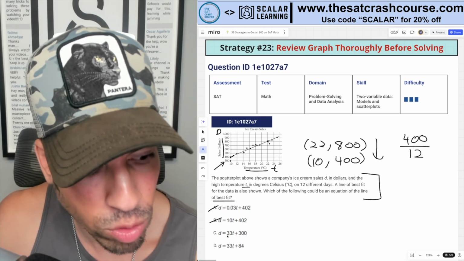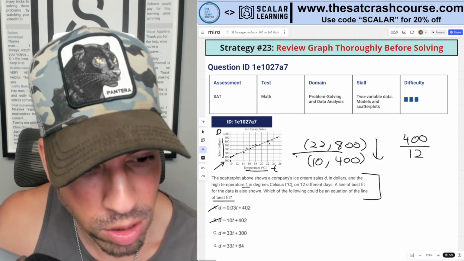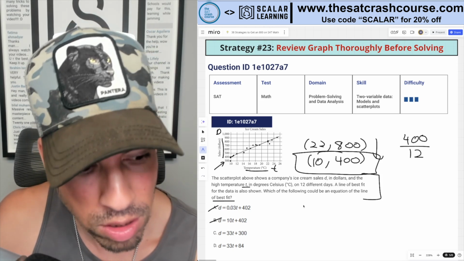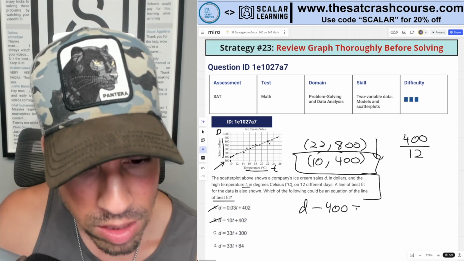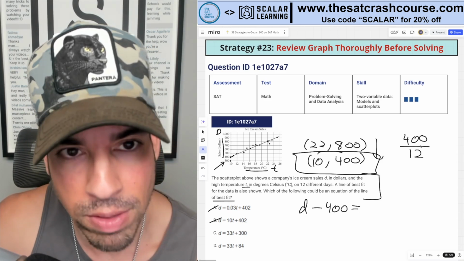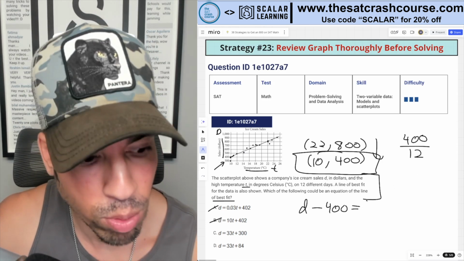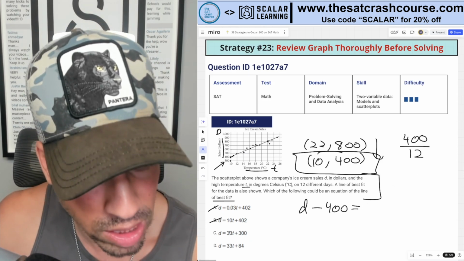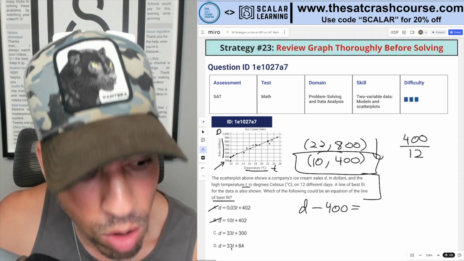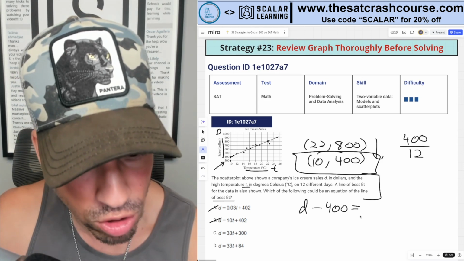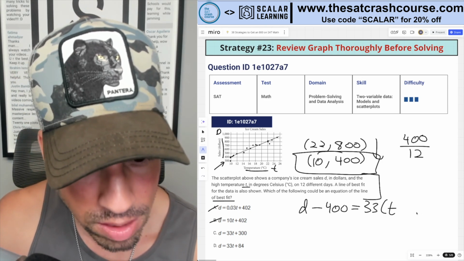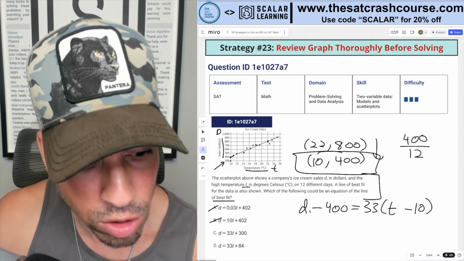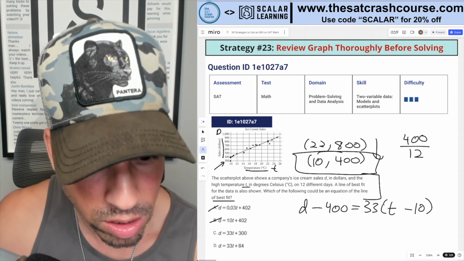Now the next thing I can do is come up with the equation using point slope. These are both legitimate points, so let's go for it. We've got D minus that D value, 400, is equal to my slope, and I'm going to take 33, even though 400 over 12 is 33.33333. I'm going to use these values because that's what they provided, and I know it's got to be 33 because I've eliminated these two already. 33 times T minus 10. And now all I got to do is isolate D, and I'll get one of these two.